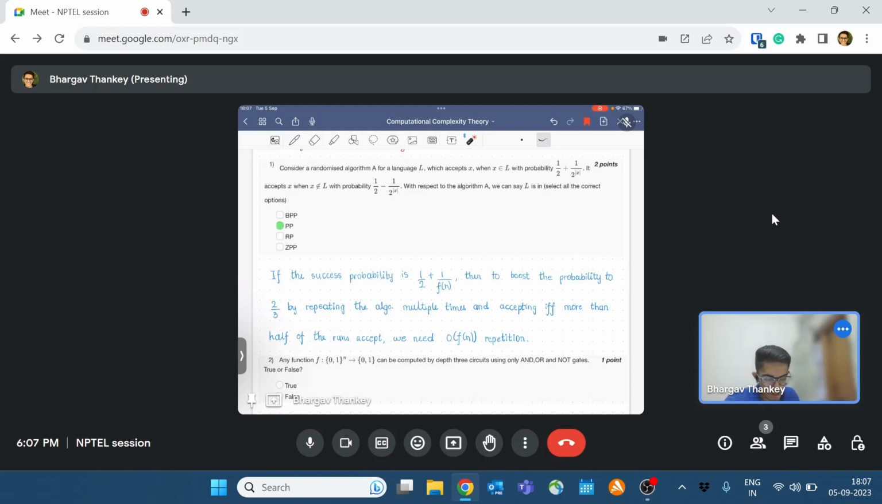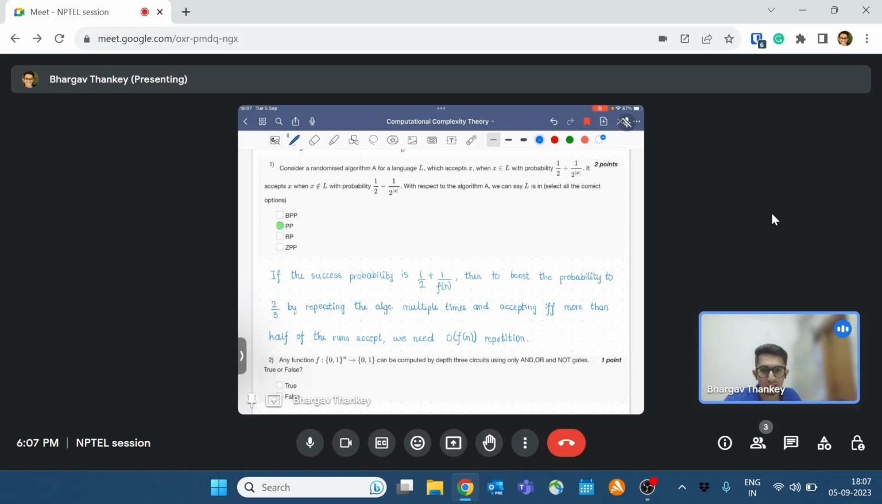I won't prove this, but it's easy to prove that the way we were boosting the success probability was using the Chernoff bound. And if you look at that calculation, you will see that the number of repetitions is something like this. And so from whatever we are given in the question, we can't say that the language is in BPP. Similarly, we can't say that it is in RP and ZPP because both of them are contained in BPP. So that only leaves out PP.